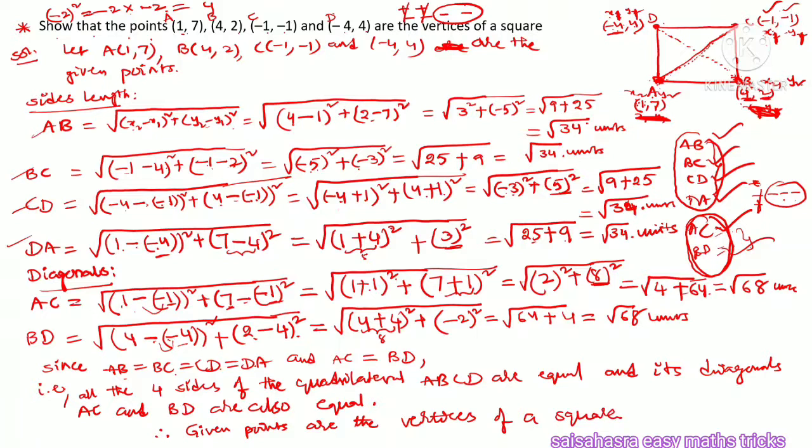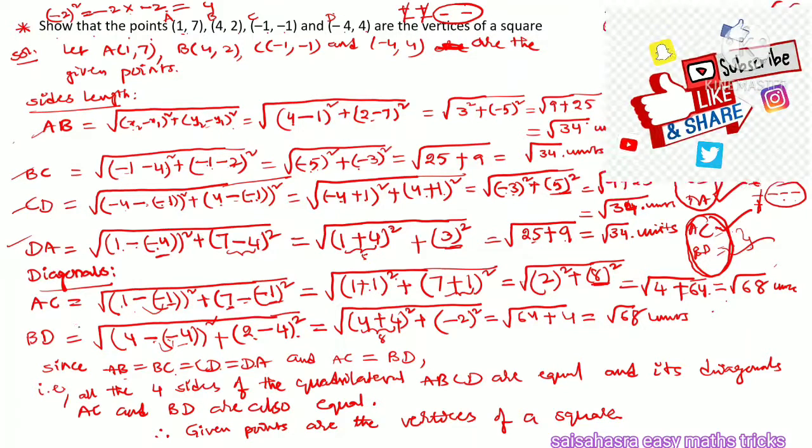Square properties are what? All the four sides are equal in length and the two diagonals are equal in length. So we need to find out the four sides length, that is AB, BC, CD and DA. After finding them you will get all the answers the same, and the diagonals we also need to find, AC length and BD length. Those two answers are also the same. So as per the properties of a square, we can say that all the four sides are equal in length and also the two diagonals are equal in length.